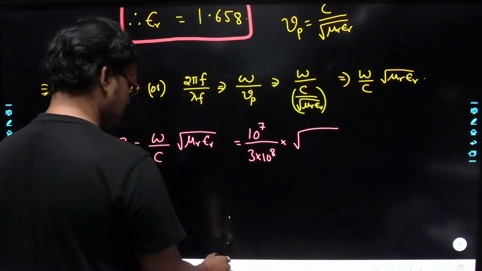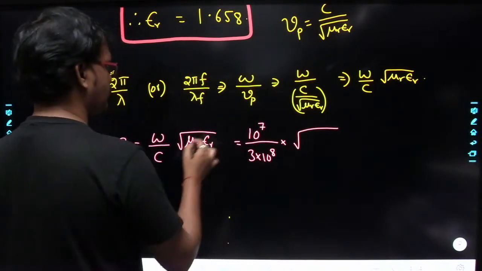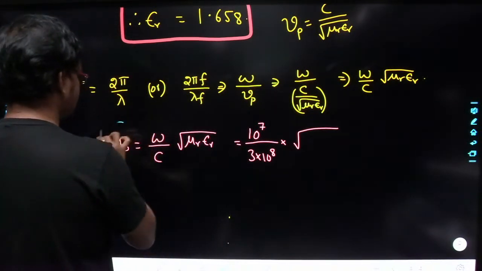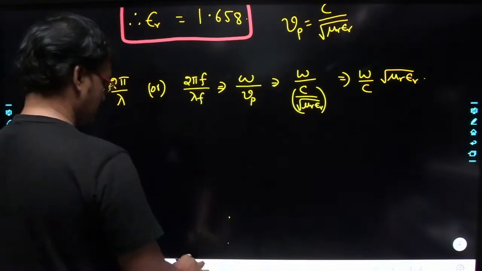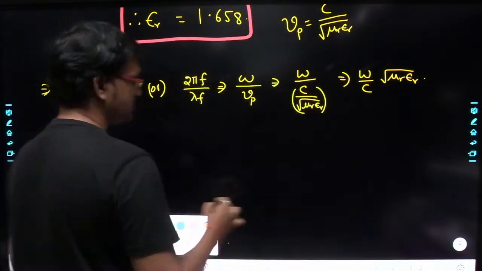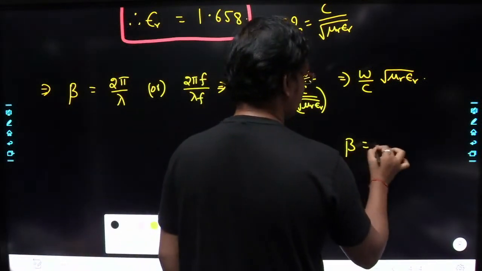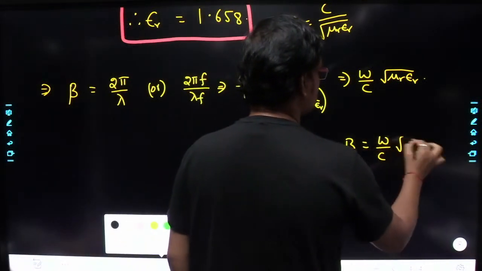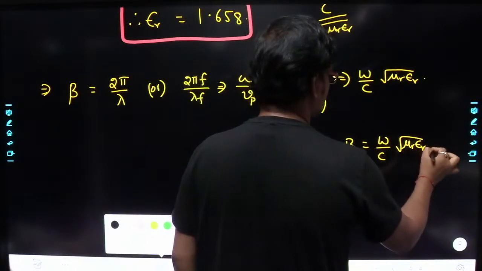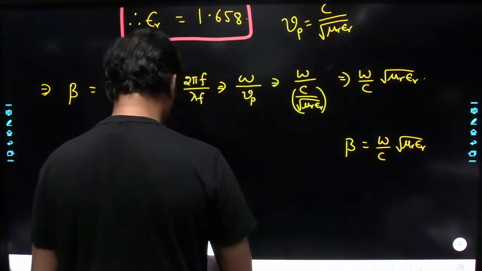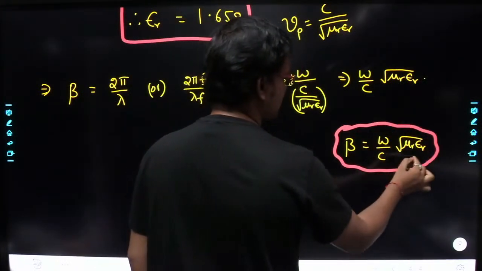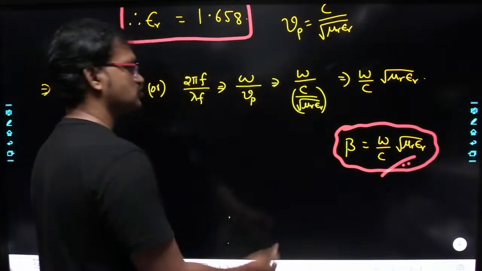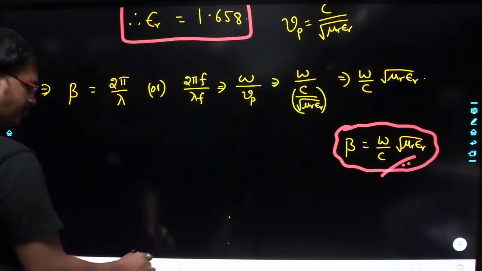Otherwise, they have already given the phase velocity, so you can directly substitute that here. But remember that we can write this beta as omega by c into square root of mu r epsilon r. So this relation is also very, very important here. While solving problems, this relation is going to be very helpful, right? So that's why I have derived that relation.